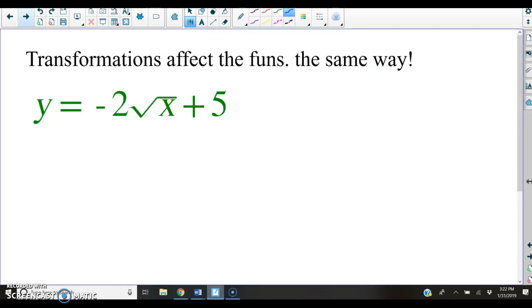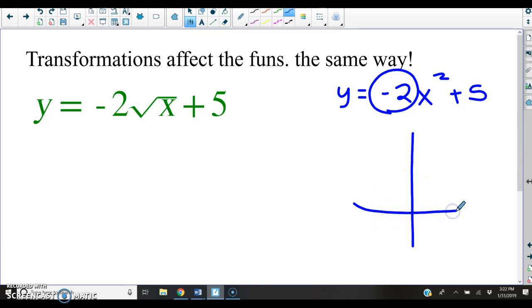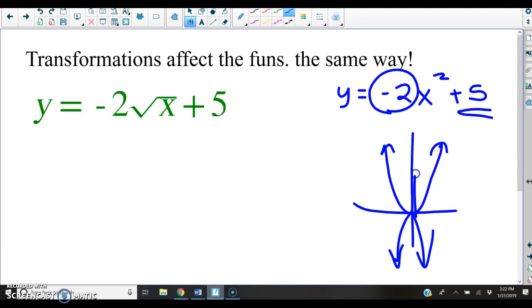Now transformations are going to affect these functions the same way as they affected a quadratic. If I had y equals negative 2x squared plus 5, the negative 2, instead of going up, the negative flips it over and makes it go twice as fast, so it's going to be skinnier. The plus 5 is going to move that up 5.